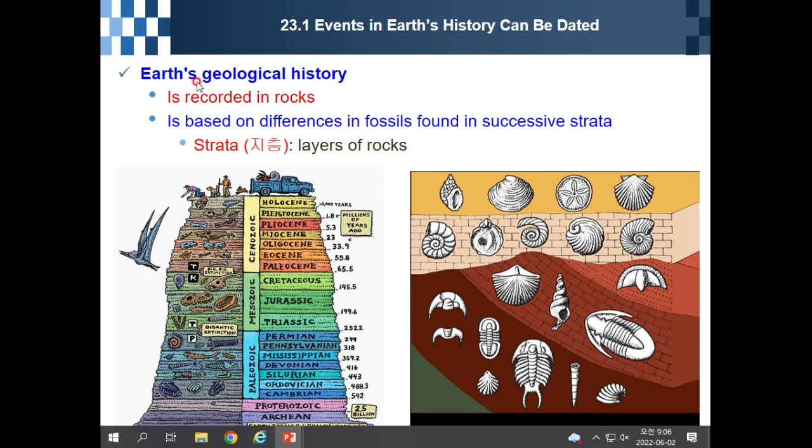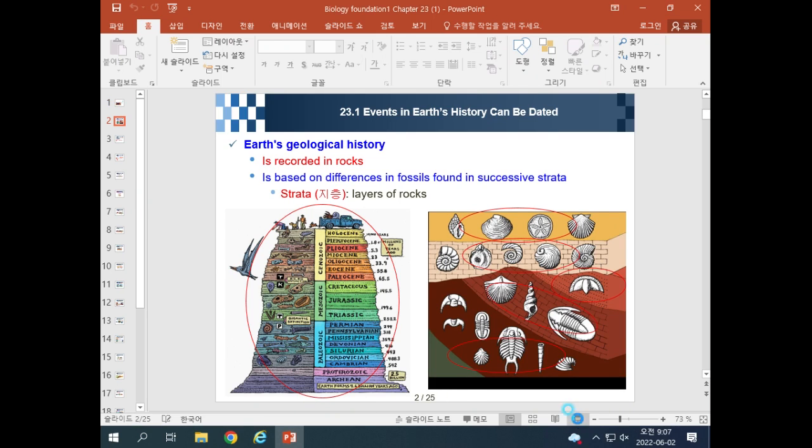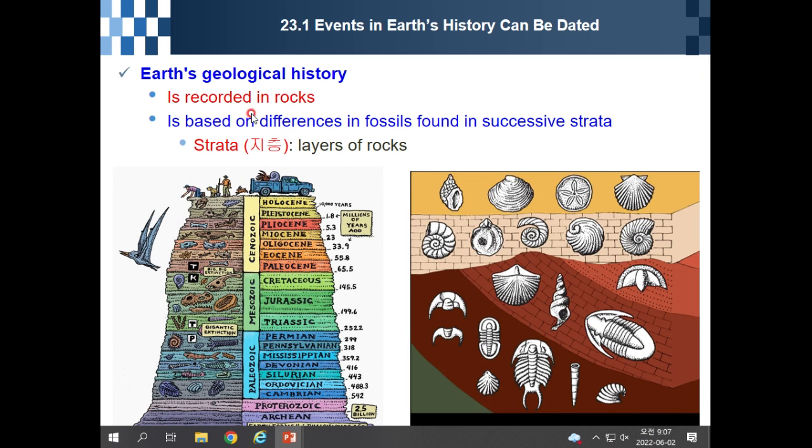Okay, so Earth's geological history is recorded in rocks. Usually the Earth's geological history is based on the difference in the fossils found in successive strata. What is strata? In Korean, we call it jicheon. Strata is a layer of rocks.